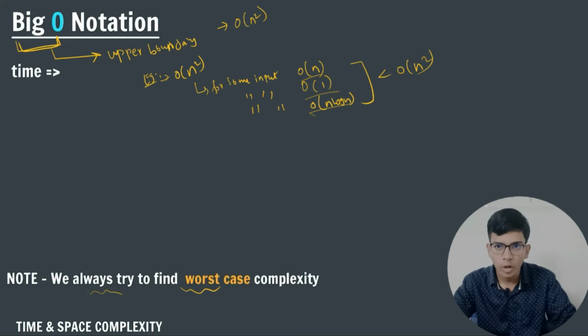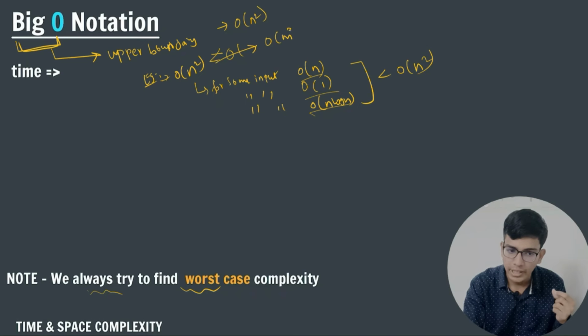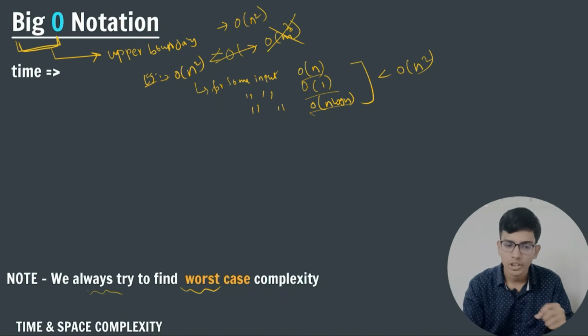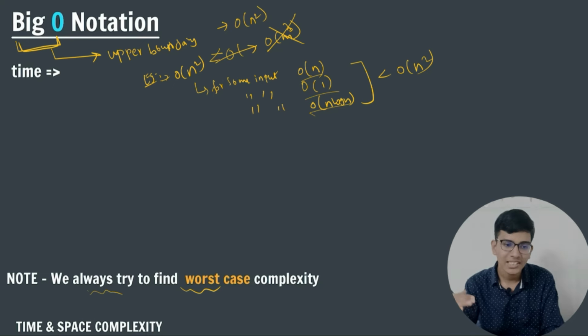So whatever the input you give, the worst case scenario will be big O of n square. We won't get big O of n cube as the output; that can't be possible. That is the meaning of big O. So that is the upper limit.